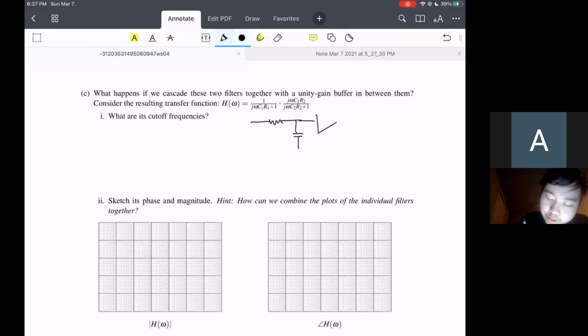You pass it through a unity gain buffer. This is a positive non-inverting input. And then you have the inverted input connected directly to the output. That's a negative feedback loop. So this is just a buffer.